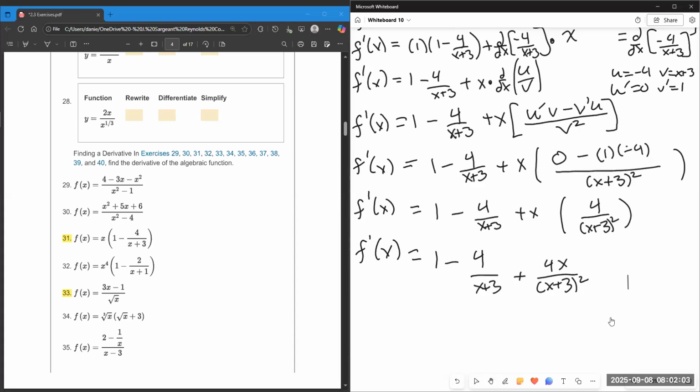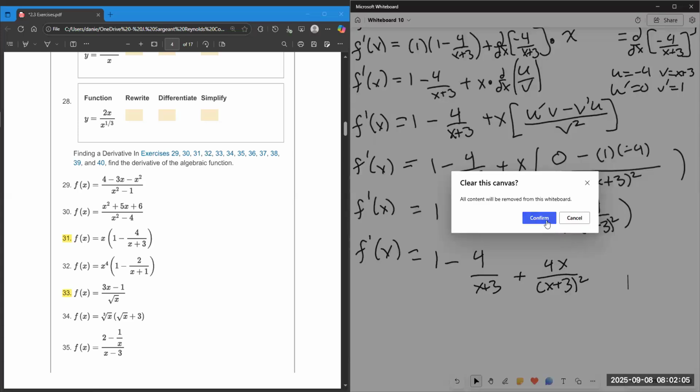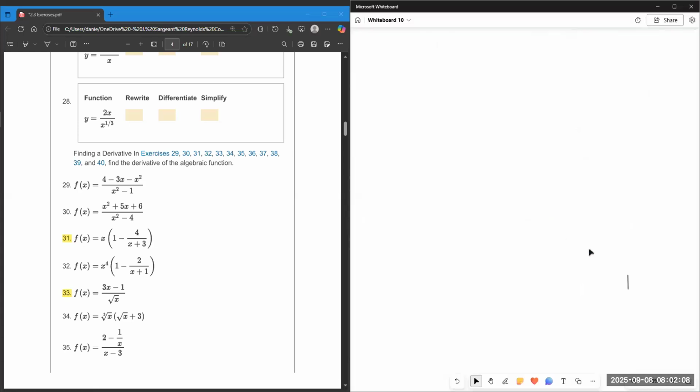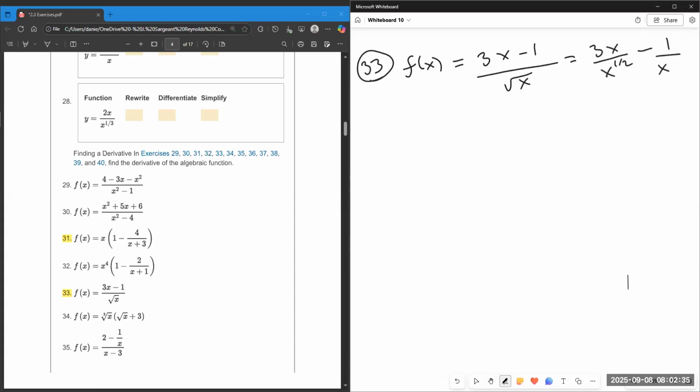Now number 33, I'm not going to have to use the quotient rule. I can use the quotient rule if I want to, but there's nothing making me use the quotient rule, so I won't use it. So 33 is f of x is 3x minus 1 over the square root of x. Notice that it's a monomial in the denominator. So this is 3x over x to the 1/2 minus 1 over x to the 1/2.